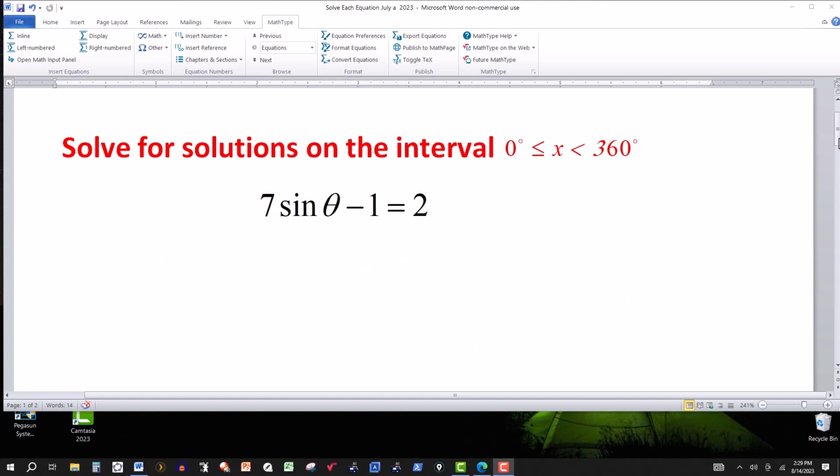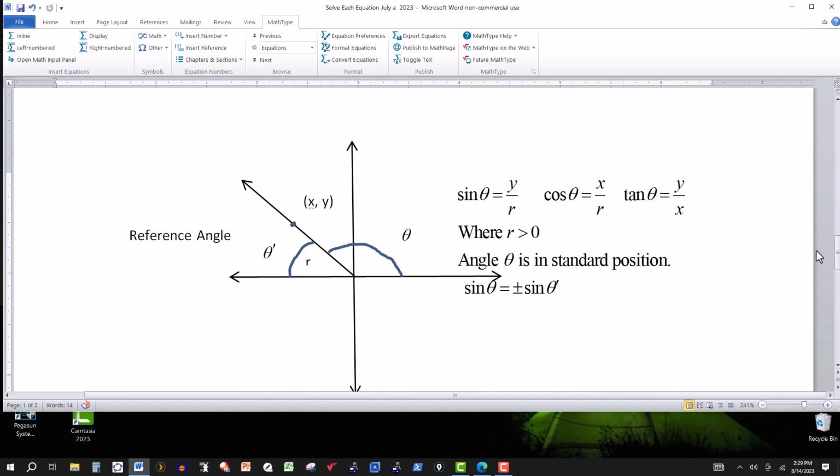I'm going to go over some basic ideas, just in case you don't know. I'm going to use the reference angle technique to solve this problem. But like I said, you can go ahead and try it on your own. So I'm going to talk a little bit about the reference angle. That's the method I'm going to use.